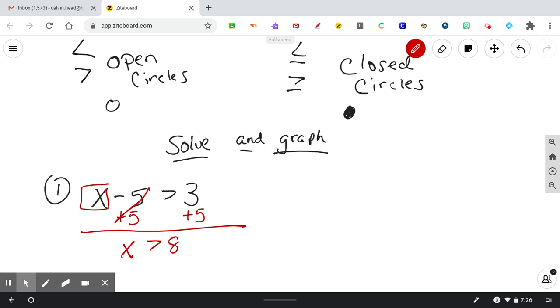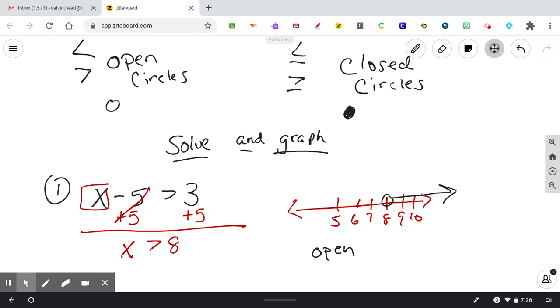Okay. So now if I wanted to graph that, I'm just going to start at 5, 6, 7, 8, 9, 10. So ask yourself, is that an open or closed circle? It is an open circle. And I put the open circle on 8, and it's going to the right. So I draw my line to the right.